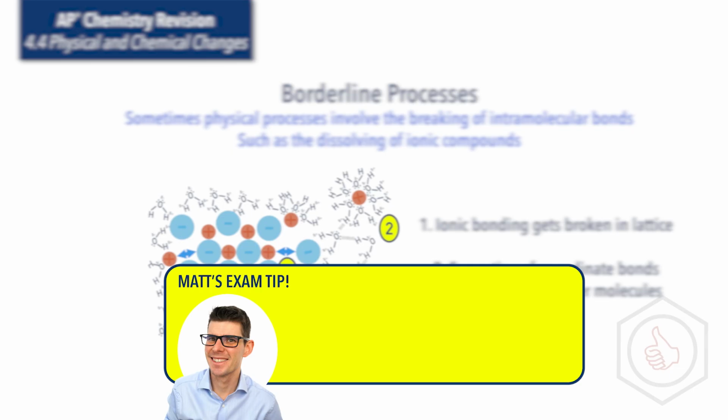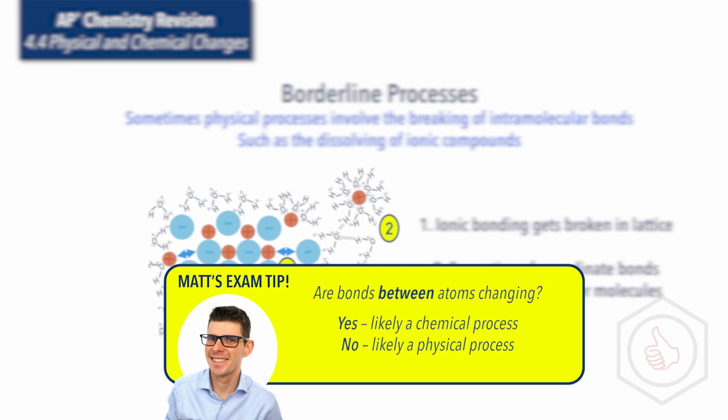Exam tip here: when deciding if a process is chemical or physical, ask yourself, are the chemical bonds between atoms changing? If yes, then it's probably a chemical process. If no, and only phase or structural changes are occurring, then it's a physical process. Always have a look for observable changes or any extra data given in a question to help make your decision, because it isn't always clear-cut and straightforward.